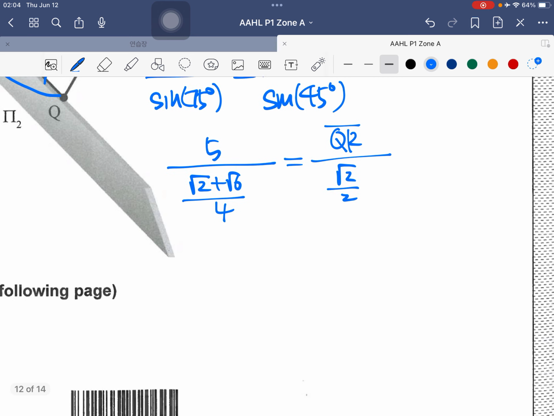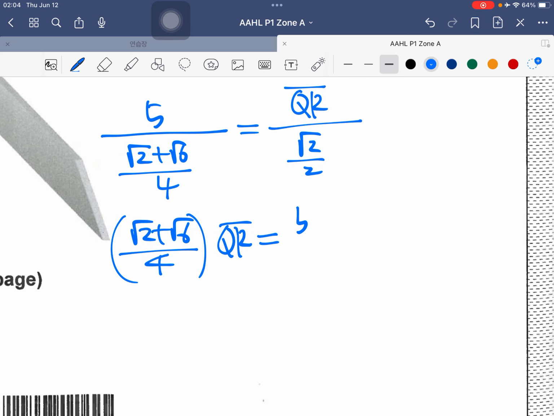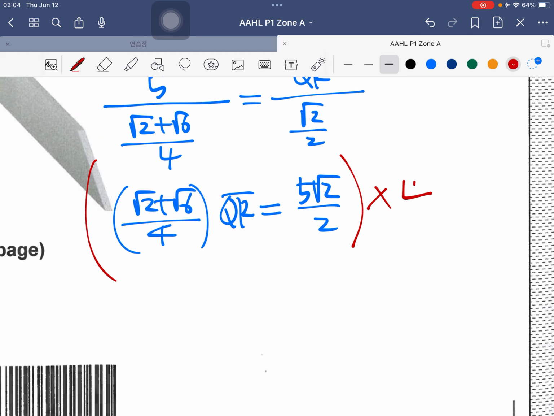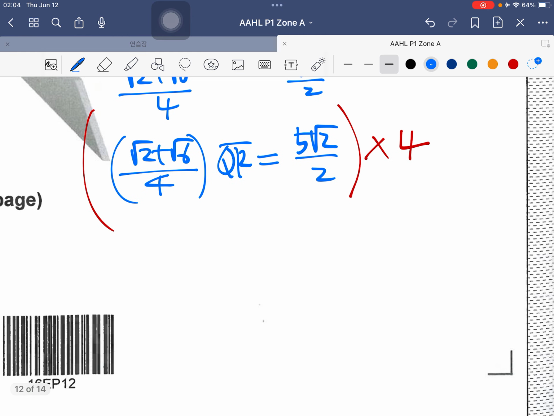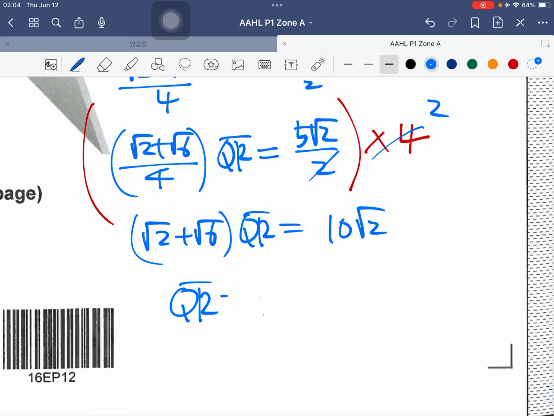Let's cross multiply. Root 2 plus root 6 over 4 times QR equals 5 square root of 2 over 2. Then we can multiply by 4 on both sides to make it simpler. So we get square root 2 plus square root 6 times QR equals 2 times, so this becomes 10 square root of 2. So QR should be 10 square root of 2 over square root of 2 plus square root of 6.